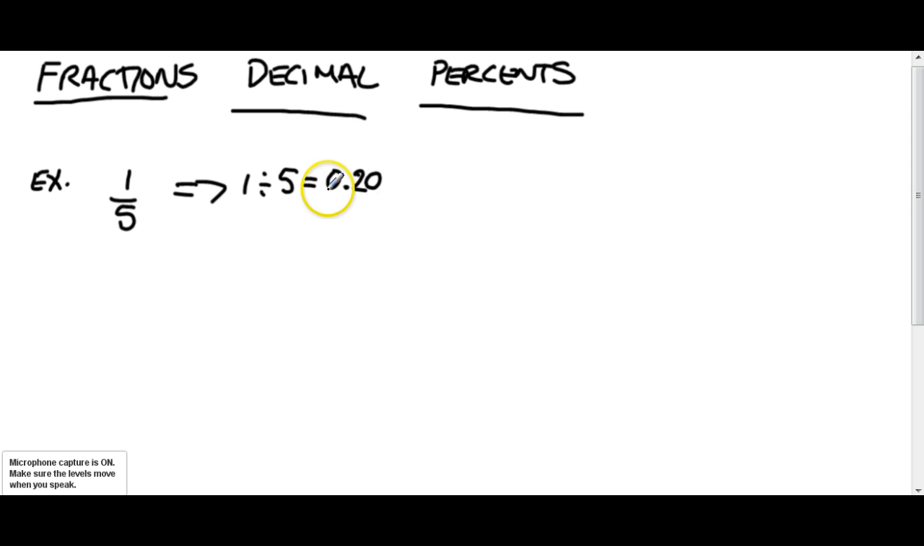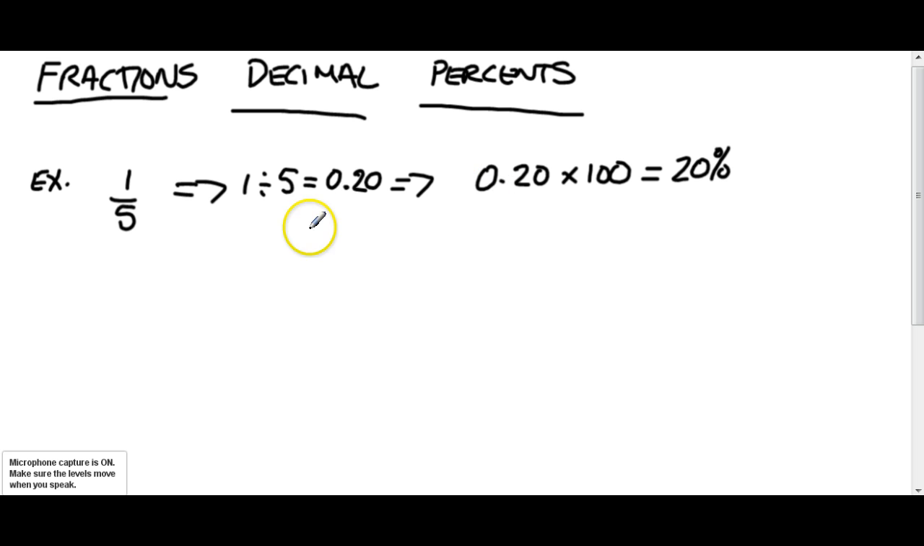If we want to convert 1/5, which is a fraction, into a decimal, which is equal to 0.20, how do we convert that into a percent? Well, all we do is we take that decimal, 0.20, and we multiply it by 100, because the word percent means per 100. So we multiply it by 100, and we end up with 20%.